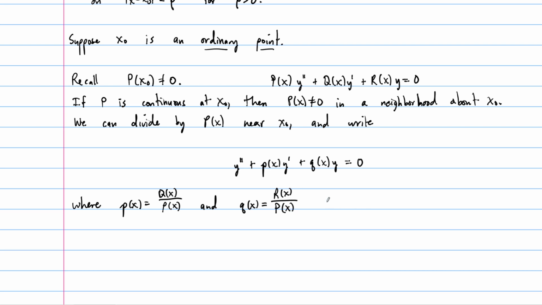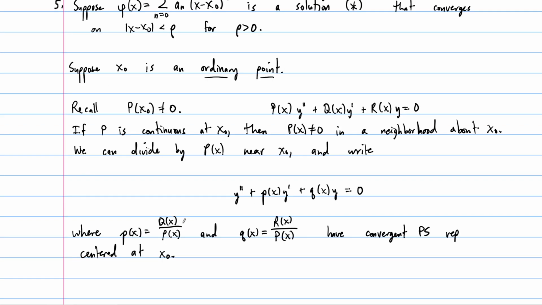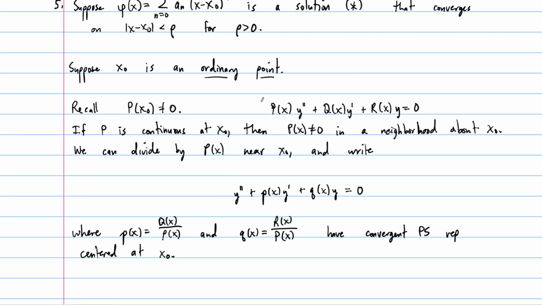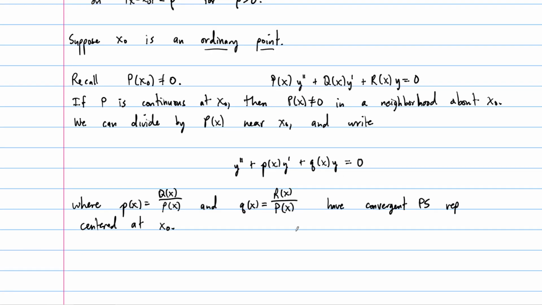So where these functions, we're going to say, have convergent power series representations centered at x naught. Okay, so if we know that we have a power series solution, that's part of the assumption that we've made here, right? That we have a power series solution that's convergent on this interval, then this must be true. And again, I'm not going to go through all the details in this lecture about why that must be true, but we can just take it for granted.